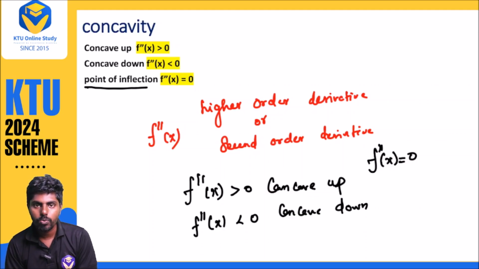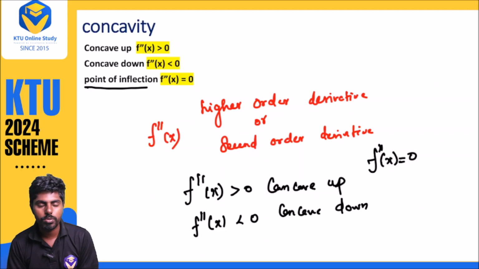Concave up means what? f''(x) is greater than 0. When it is less than 0, we say concave down. When it is equal to 0, it is a point of inflection. This is the concept you want to know, and you want to identify the derivatives. That is also the second order derivative. Very easy to identify. We will move on to the problem.